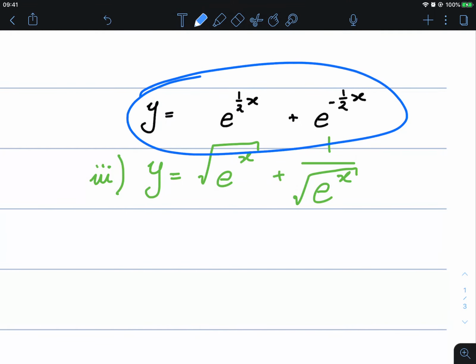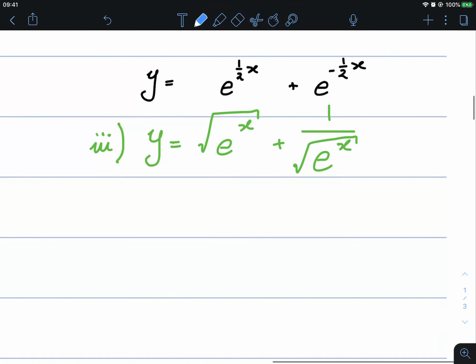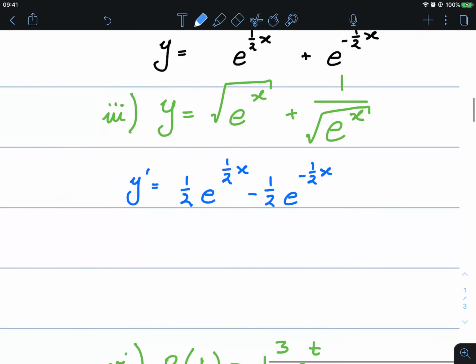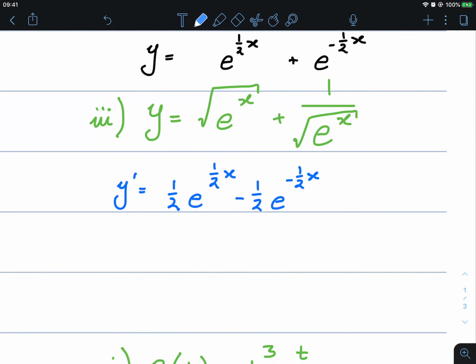So we're going to be deriving this black expression on top. Let's do y prime is equal to, remember it's always going to be itself, times the derivative of the power, so it's going to be half. It's always going to be itself, so e to the power of negative half x, times the derivative of the power, so it's going to be times negative half. You can simplify this if you like. I'm just going to leave it as it is.